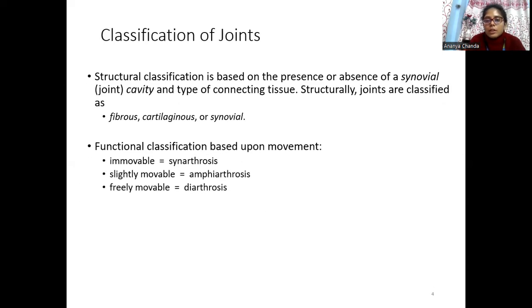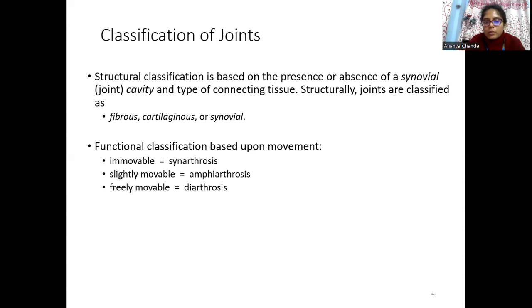So, what are the classifications of joints? The classification is based on the structure, based on the presence or the absence of the synovial joint cavity. So structurally, joints are classified into fibrous joint, cartilaginous joint, and synovial joint. And with respect to the functional classification, it depends upon the movement of the joint.